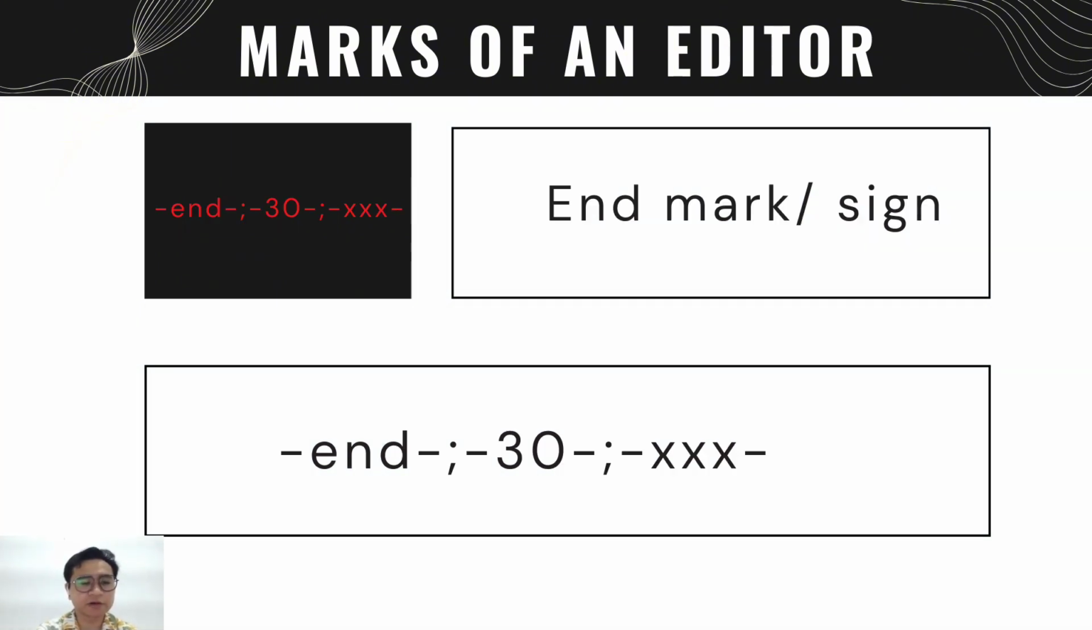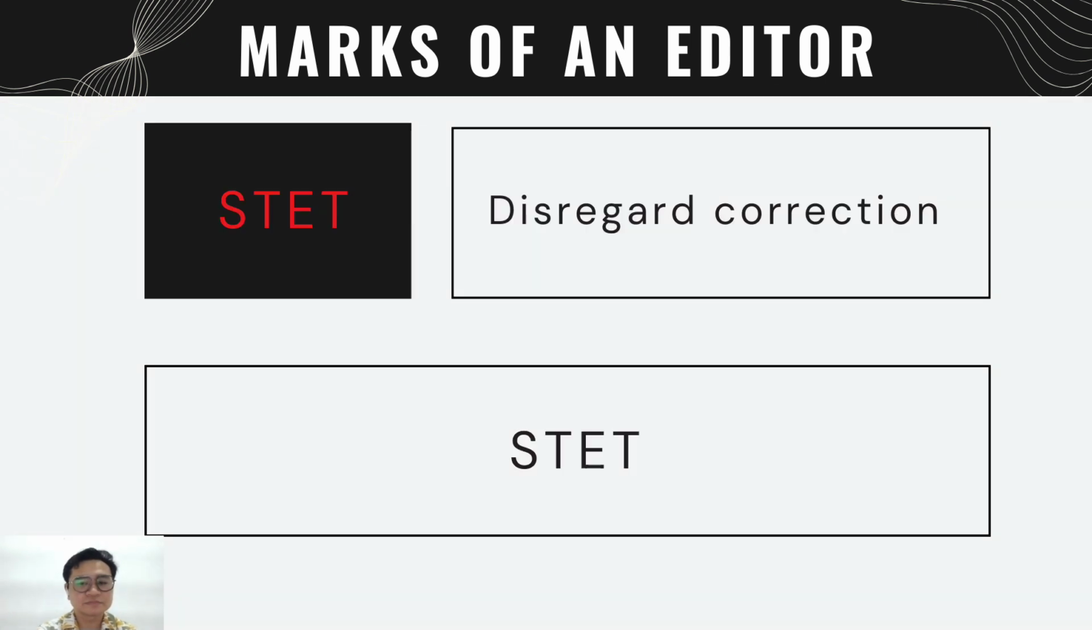Now, to mark the end of our copy, we use an end mark or end sign, shown like dash 30 dash, or dash XXX dash, or three number signs. As editors are also just humans and are prone to mistakes, if we would like to omit a correction we made, we may use the disregard correction or stet symbol.